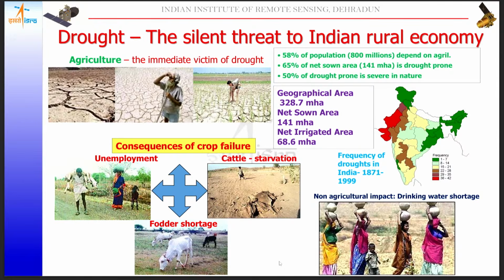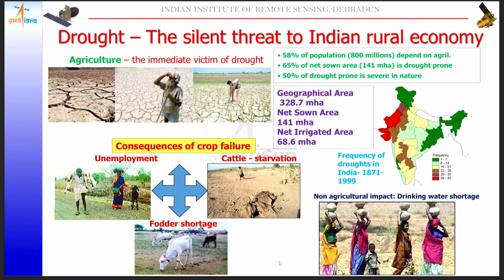Coming to the introduction of drought: drought is a silent threat to the Indian rural economy, where around 50 to 55% of the population is directly or indirectly dependent on agriculture. And if I speak of the total Indian rural population, around 75% is dependent directly or indirectly on agricultural activity. So agriculture is a very immediate, prime victim of drought.